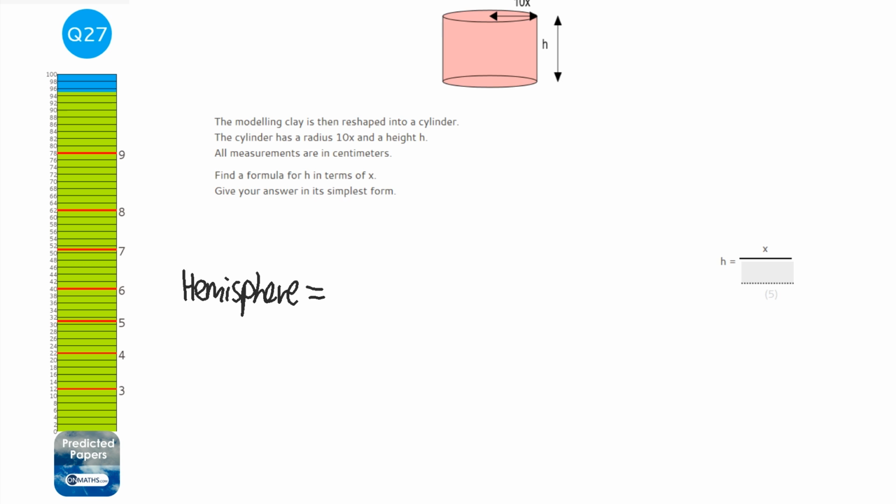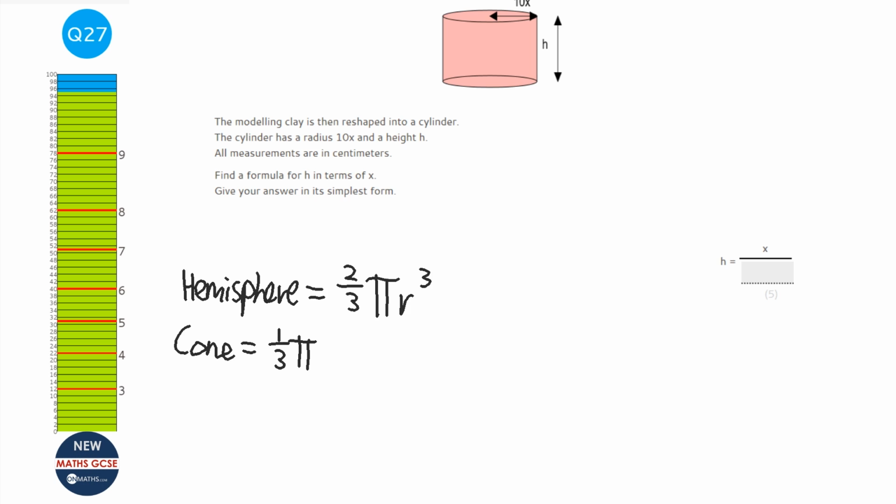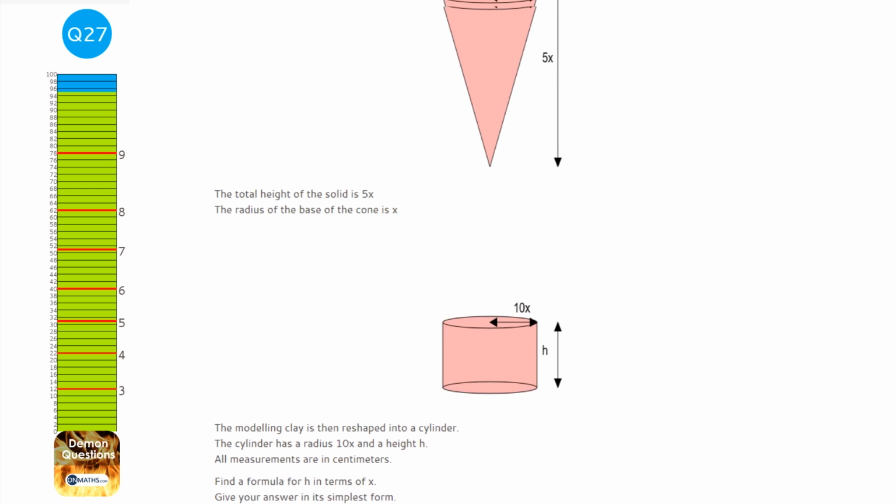And some of these formulas you will be given. So a hemisphere is the volume of a sphere and then halved. So instead of 4 over 3, I can just say 2 over 3, which is half of 4 over 3, pi r cubed. The cone that we've got is going to be 1/3 pi r squared h. And then the cylinder we have is the area of the circle times the height. Okay, now we need to find out what the bits are.